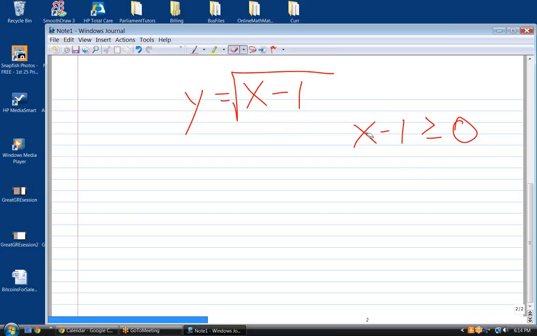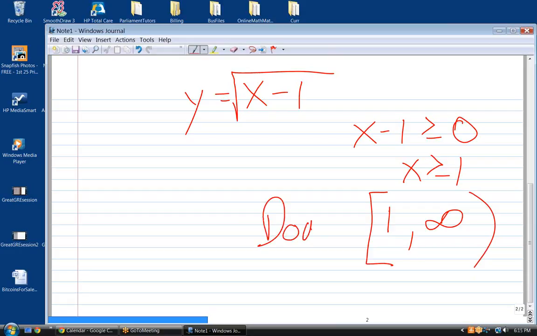No matter what x is, x minus 1 has to be greater than or equal to 0. And then we solve this inequality. That means x has to be greater than or equal to 1, or in interval notation, it would be [1, infinity). And actually, I made a mistake on the other one. Since it could be equal to 0, on the other one, I need a bracket for the interval notation. Okay. So this is the domain.